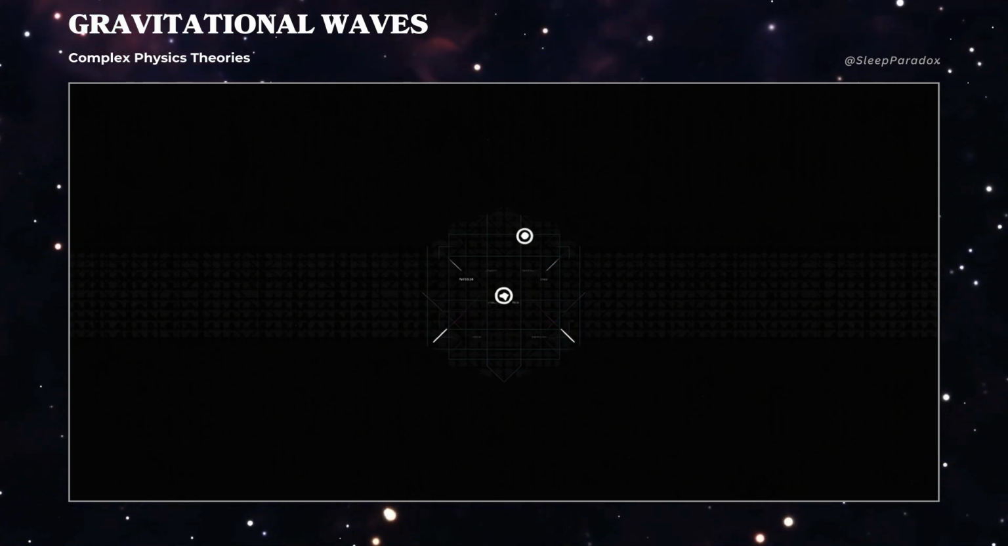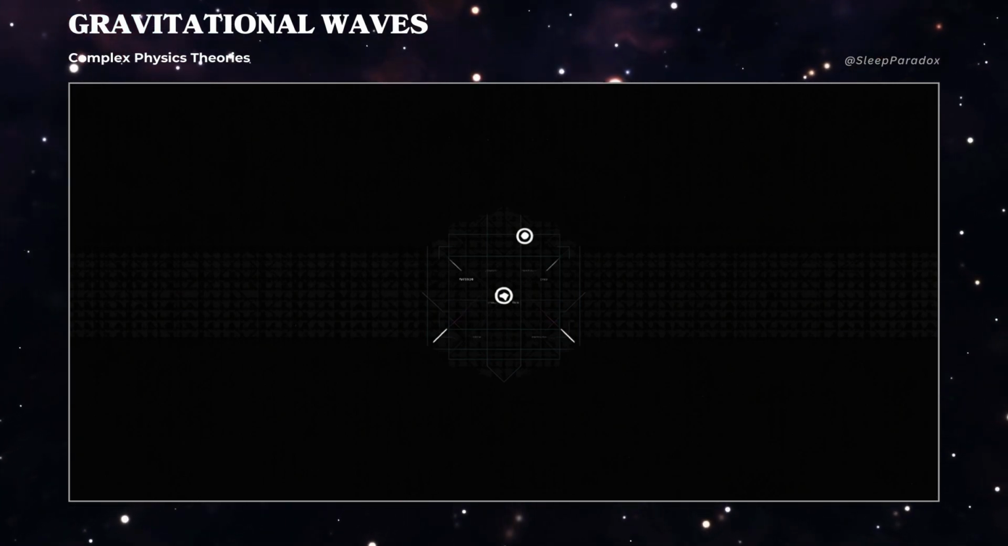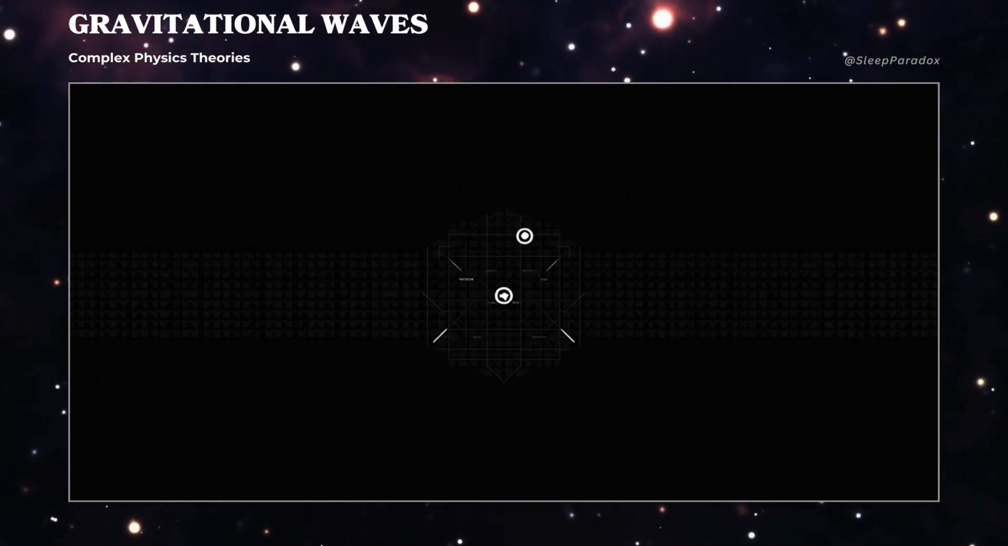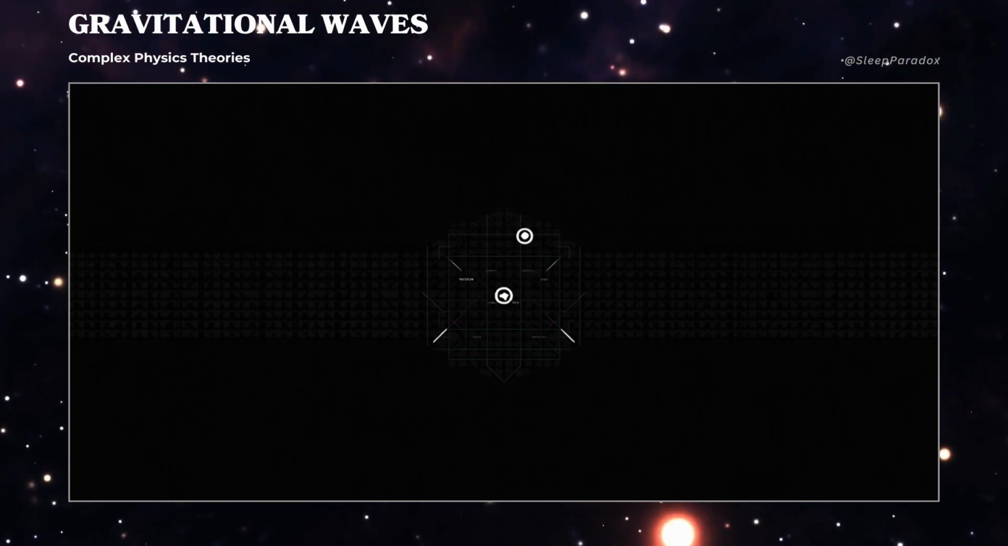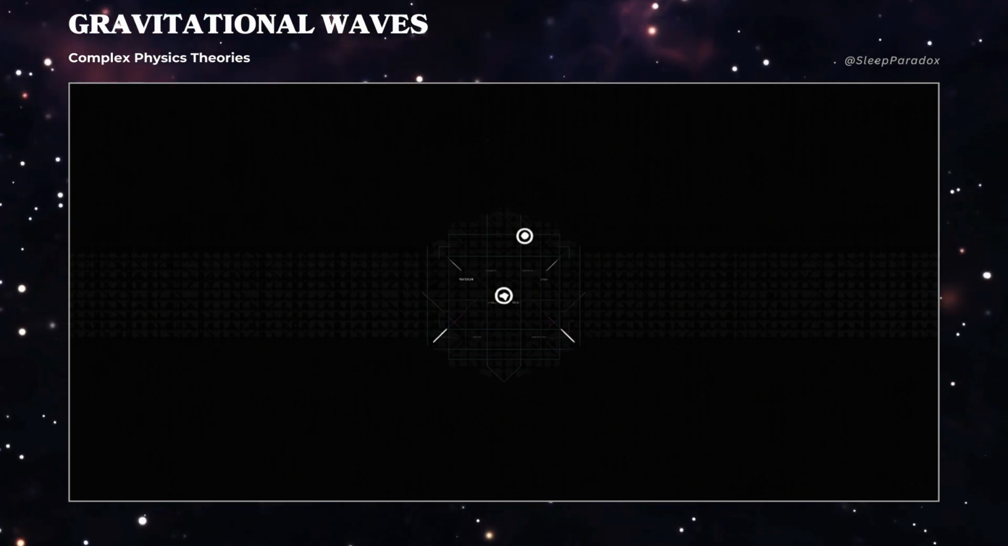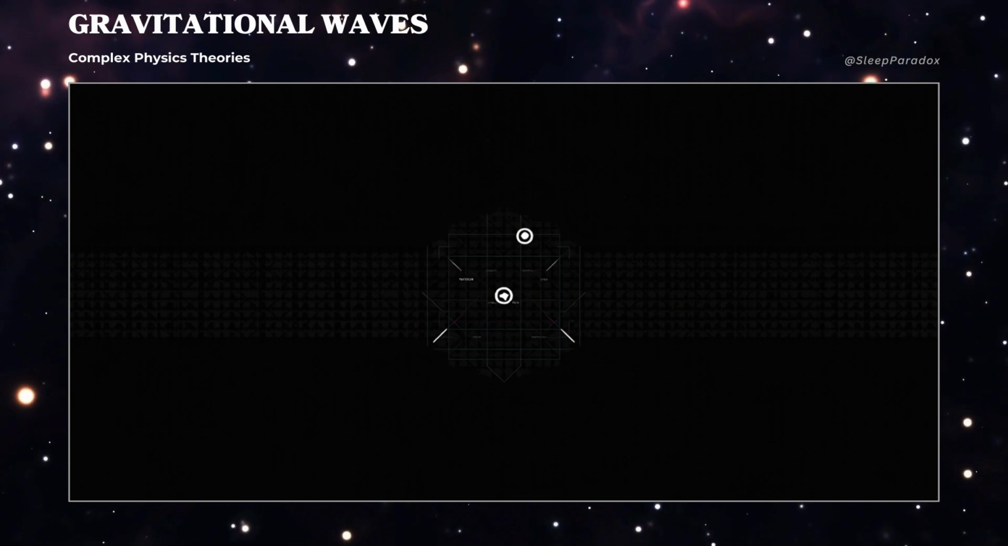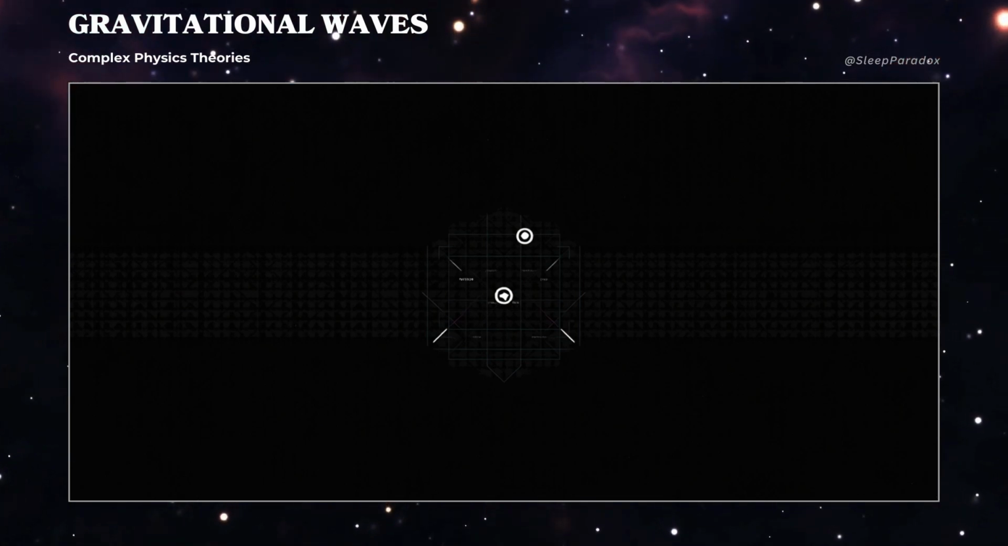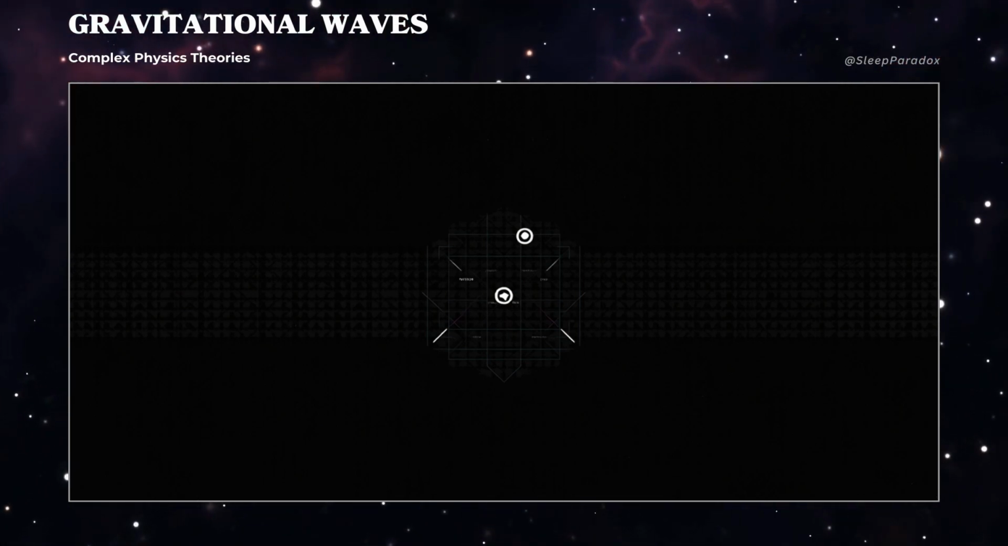Detecting gravitational waves is extremely difficult because the distortions they cause are incredibly small, many times smaller than the width of a proton. LIGO and its European counterpart, Virgo, use laser interferometry to measure these minuscule changes.